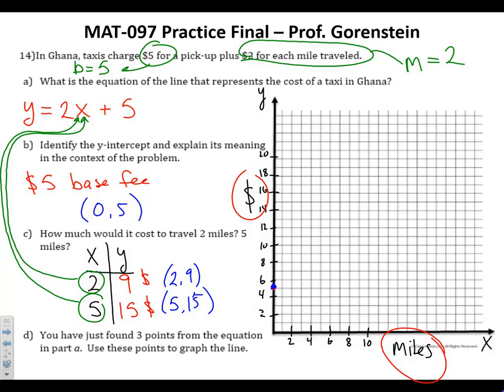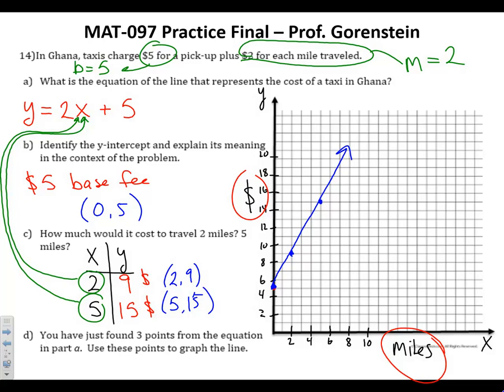So (0, 5) is first. (2, 9) is right there. (5, 15) is right there. And yes, it looks like these 3 points do fall along the same line. If they didn't, we'd know something was wrong.